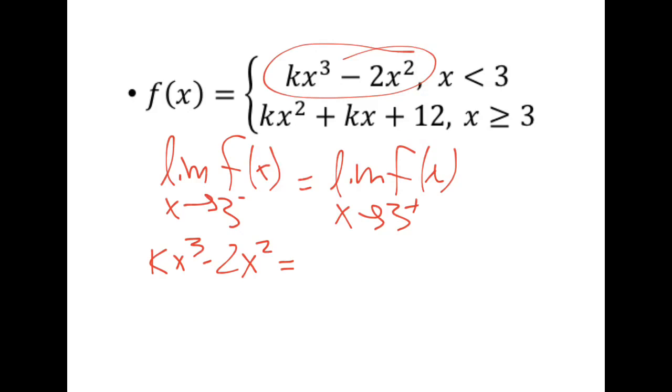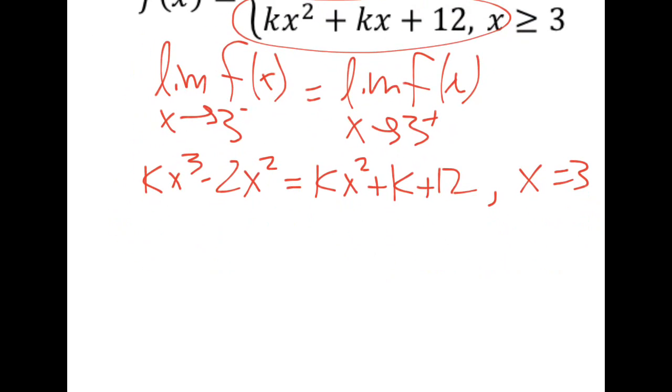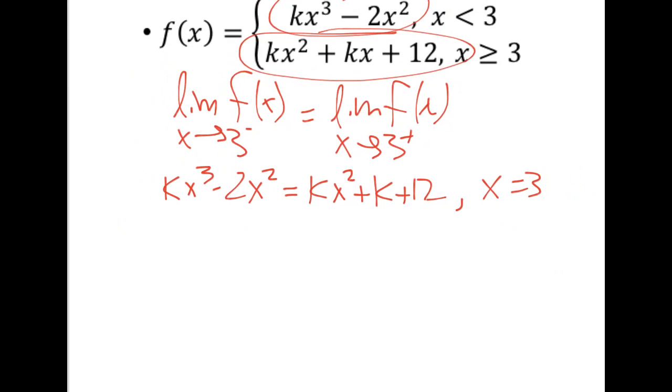and we want that to equal the limit there, kx squared plus kx plus 12. So again, kx squared plus kx plus 12, and we are looking at the x value of 3. That's where we need to make this function continuous. So substitute in the 3.